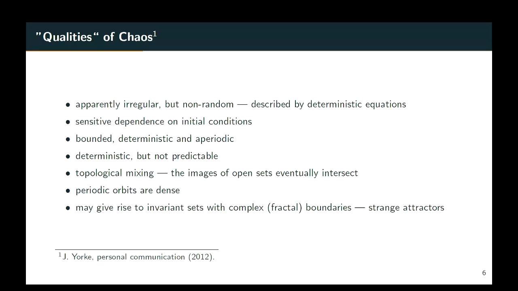Deterministic but not periodic, not predictable. That's that deterministic aperiodic flow. Topological mixing, that's exactly the scrambling. Periodic orbits are dense. Well, if you've got periodic orbits of every period in an interval, then they're going to be pretty close together. But more appropriately, it looks irregular, but it's not random. That's what we're mostly interested in here.